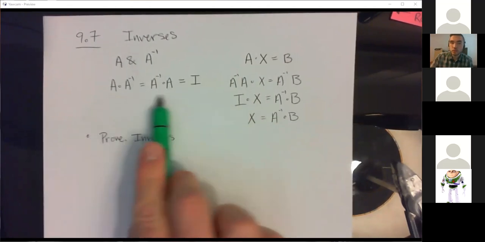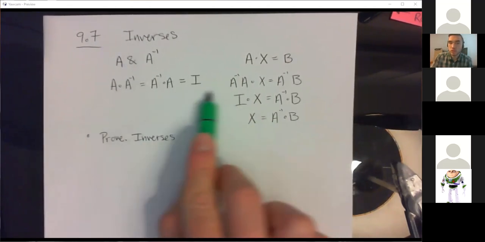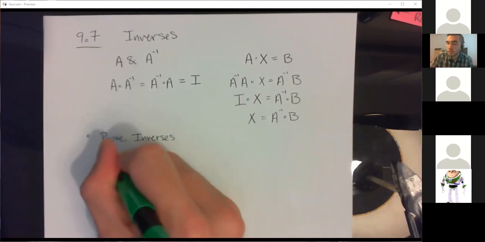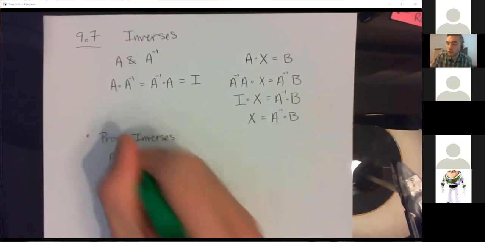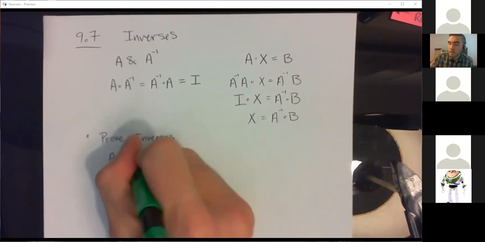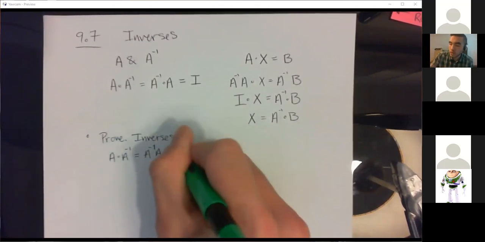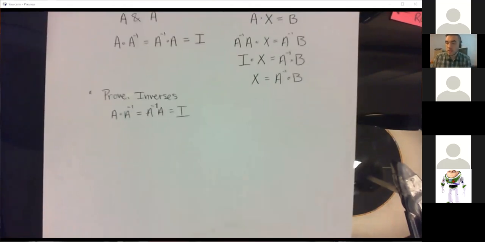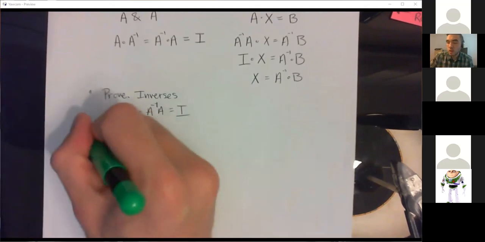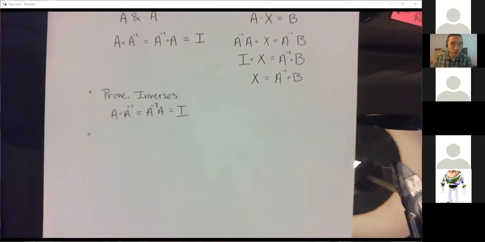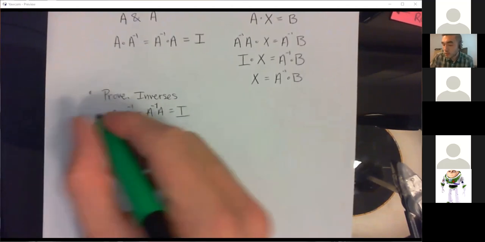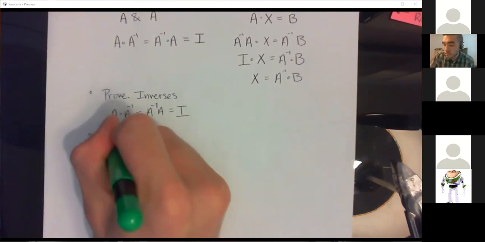Which is this relationship right here. It's that 2 steps of calculation. So if I give you a matrix and its inverse, you need to be able to show that A inverse A is equal to A A inverse is equal to the identity matrix I. And yes, that does involve 2 separate steps of matrix multiplication. You also need to know how to find an inverse.